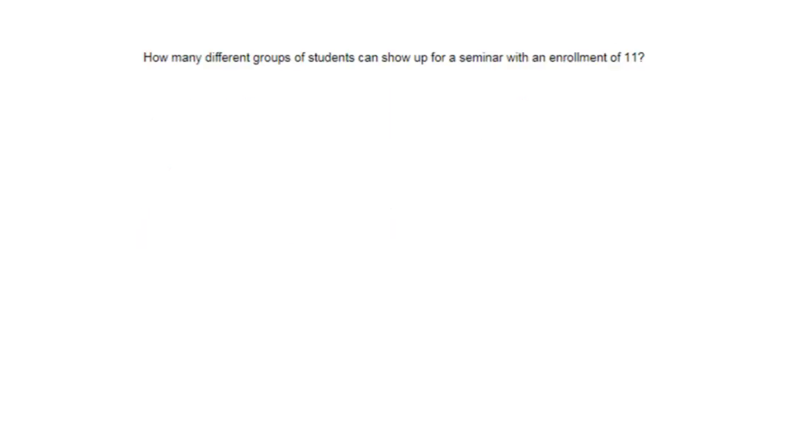So this problem is too similar to the previous problem, so I'm going to change it just a little bit. It says how many different groups of students can show up for a seminar with an enrollment of, and I'm going to say 13, with an enrollment of 13. How many different groups of students can show up for a seminar? So remember, you're thinking of your subsets, because it could be all the students, none of the students, or some of the students that show up for the seminar. So we're looking at subsets once again. We're going to say n is equal to the enrollment of 13. So I need to find 2 to the n power.